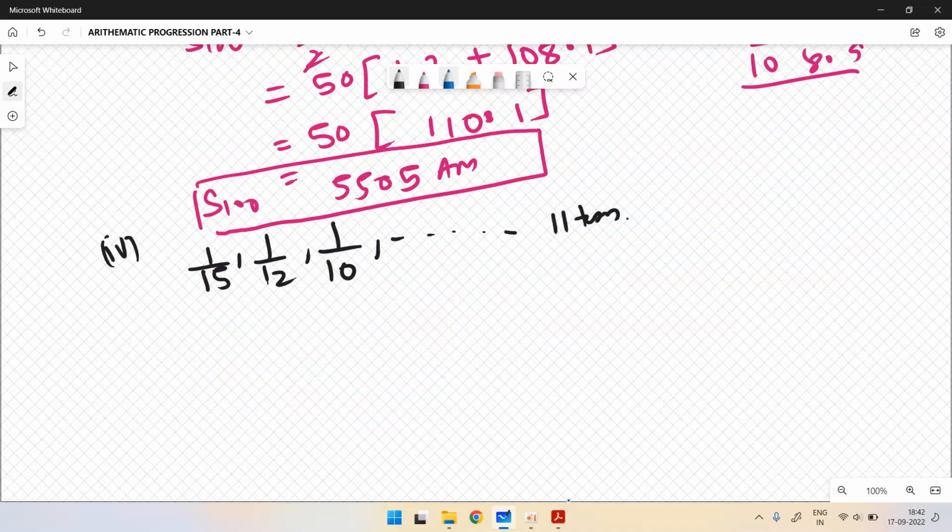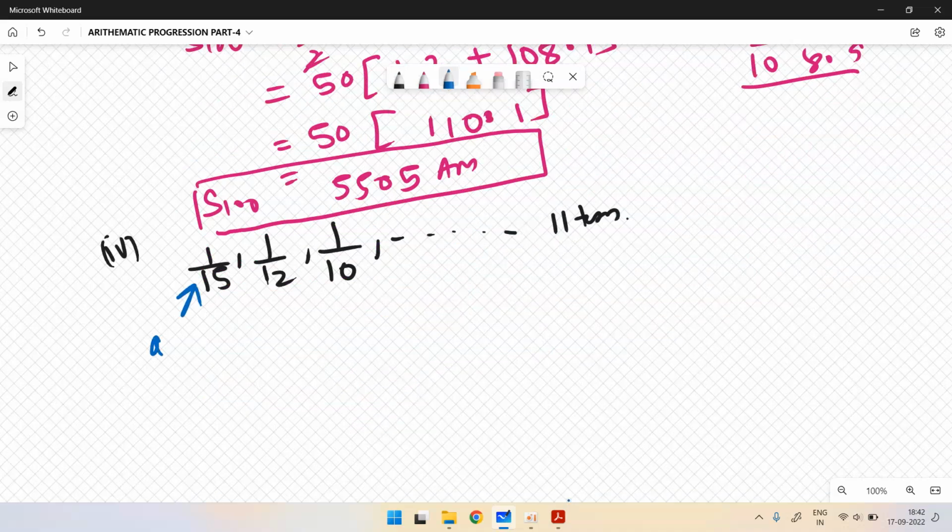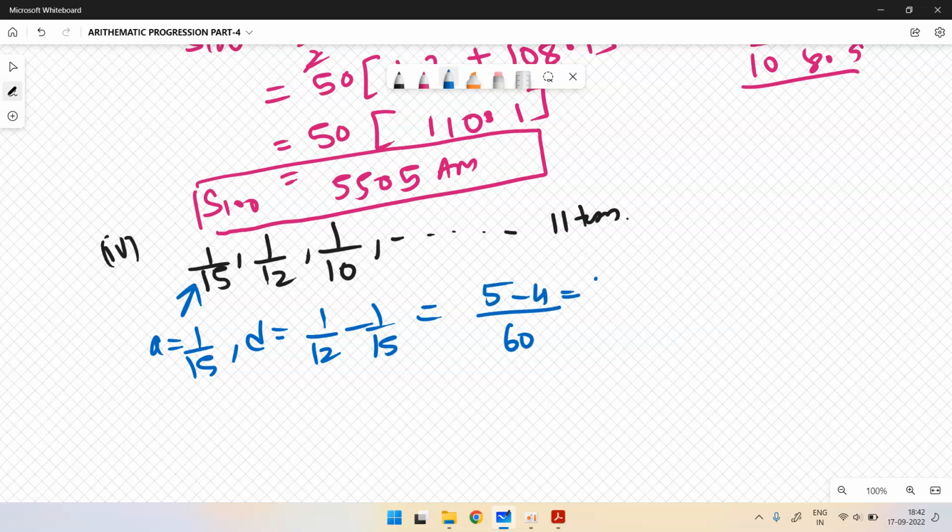So what is the sum? The first term is 1 by 15. The common difference is 1 by 12 minus 1 by 15, which is nothing but 1 by 60.